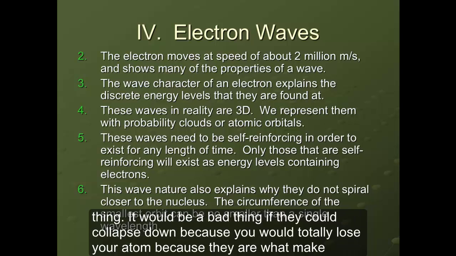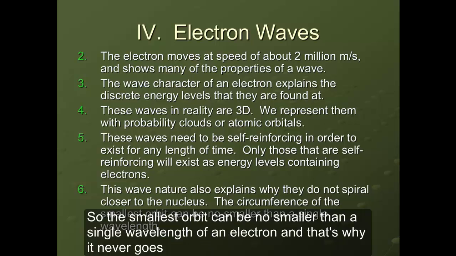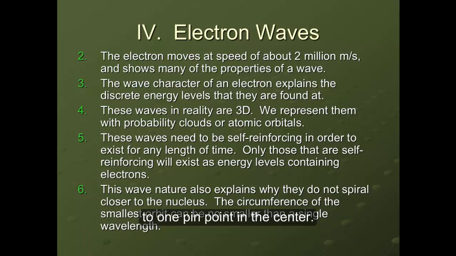And that's a good thing. It would be a bad thing if they could collapse down, because you would totally lose your atom, because they're what make the actual circumference of an atom. So the smallest orbit can be no smaller than a single wavelength of an electron. And that's why it never goes to one pinpoint in the center.